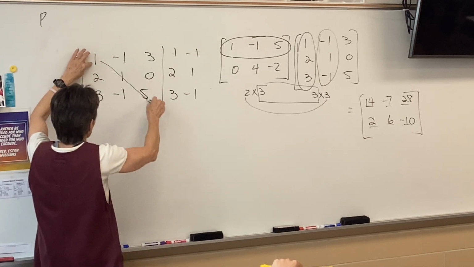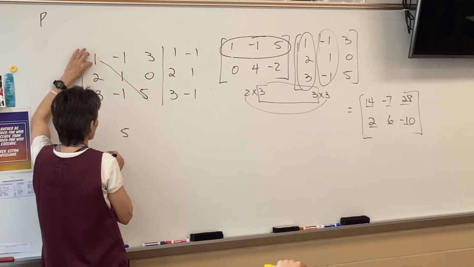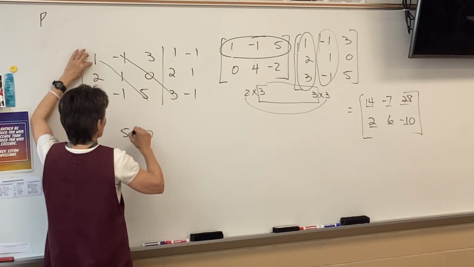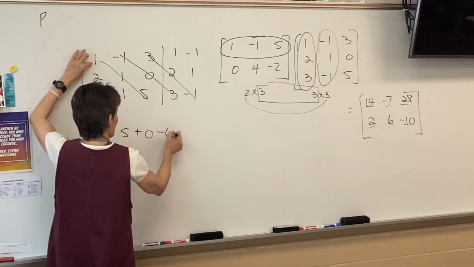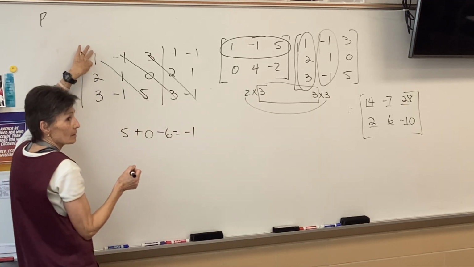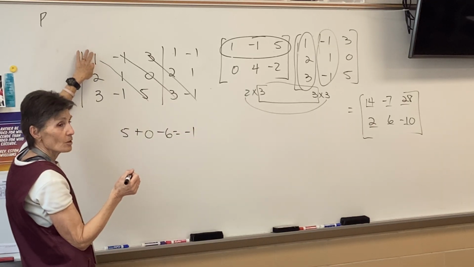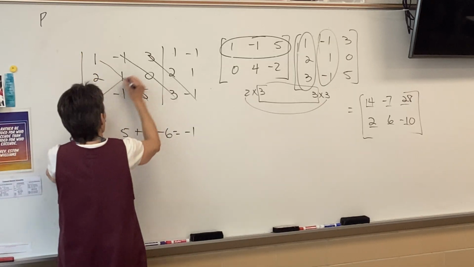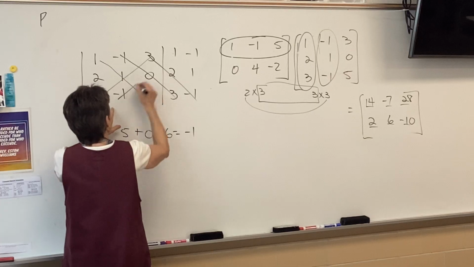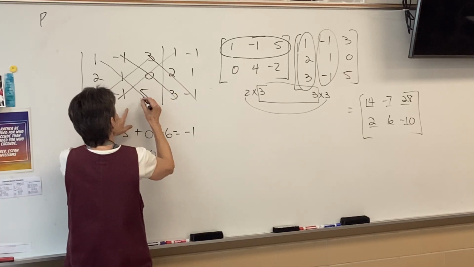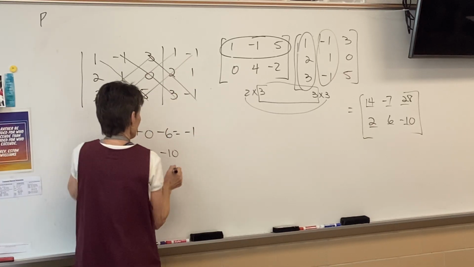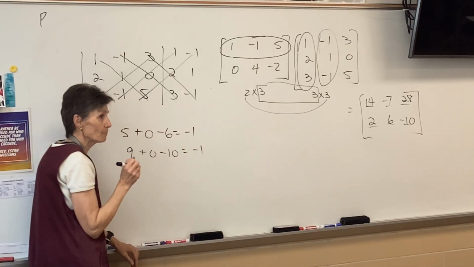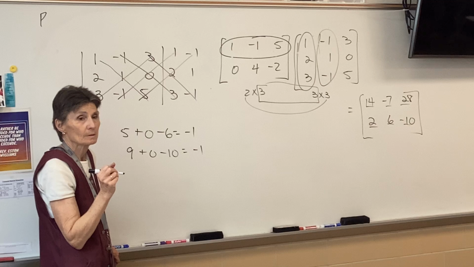So now we multiply, that makes 5. Multiply. That makes 0. And that makes -6. So those add up to -1. Now we go the other way. 9, 0, -10. Wow, those add up to -1.